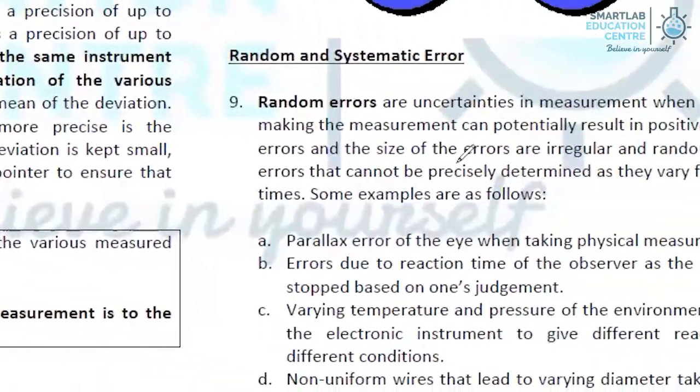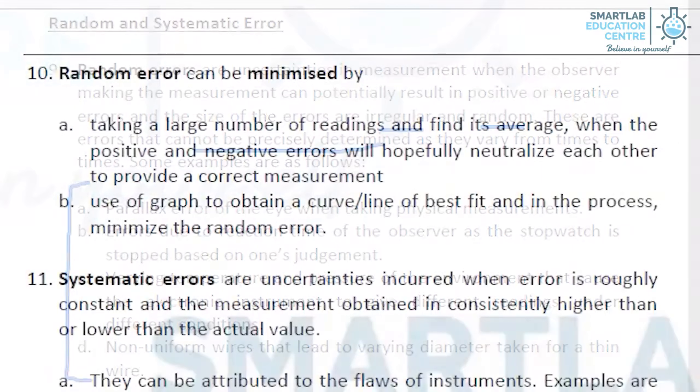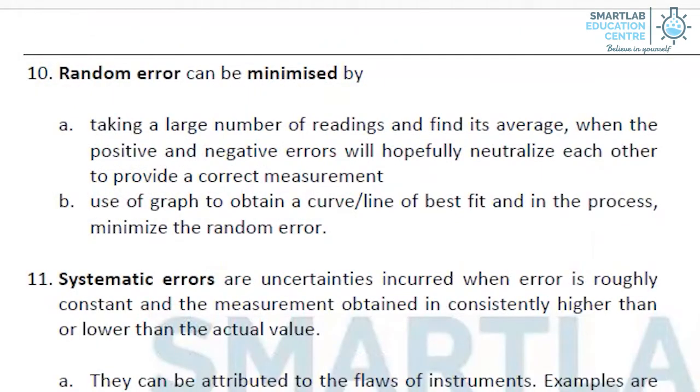So now let's take a look at random and systematic error. Random errors cannot be precisely determined because they are erratic, irregular, random, and they don't have a fixed pattern. So these are the examples for it. Hence random error can only be minimized.